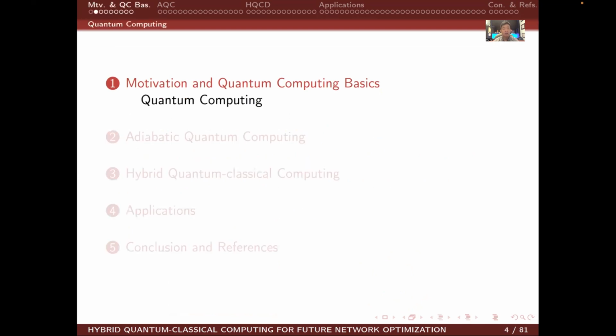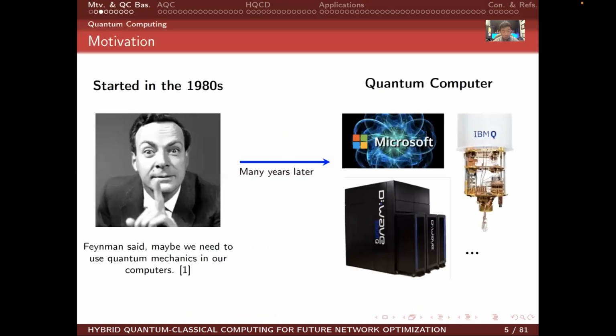So let's talk about quantum computing first. Classical computing was invented in 1945 based on silicon, and after 80 years, it's still very popular. But in the 1980s, Feynman said that maybe we need to use quantum mechanics in our computers. After many years, recently quantum computing has become such a hot topic that it is probably the next big wave after machine learning.